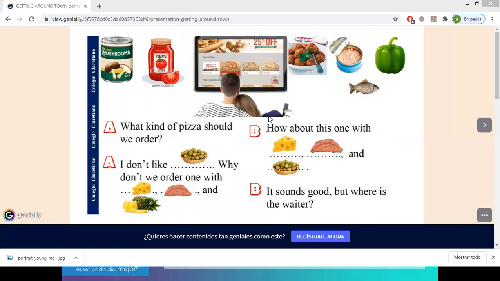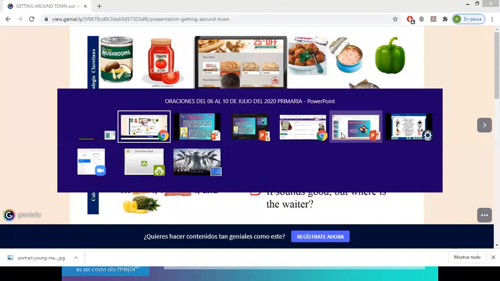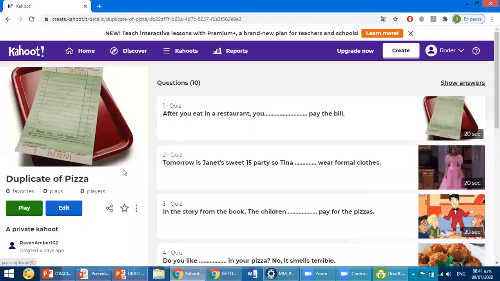Very good, very good. Thank you, Gonzalo. Thank you, Ramiro. Remember the ingredients, the vocabulary we learned, and some expressions we learned. How about this one? Sounds good, remember, sounds good, no? Or why don't we order one? Okay, good. Let's open, please, one Kahoot. We are going to play a game, okay? Let's go to Kahoot. Okay, I'm going to send you the link, okay?